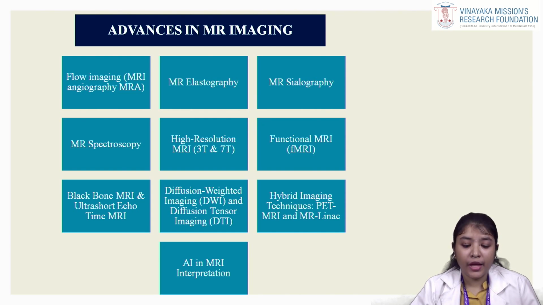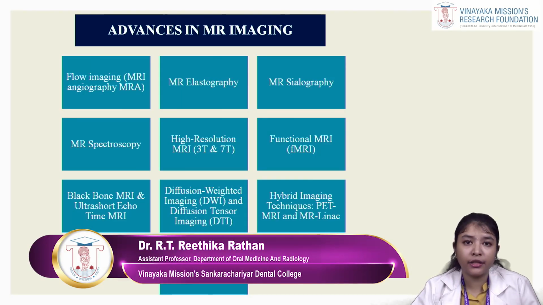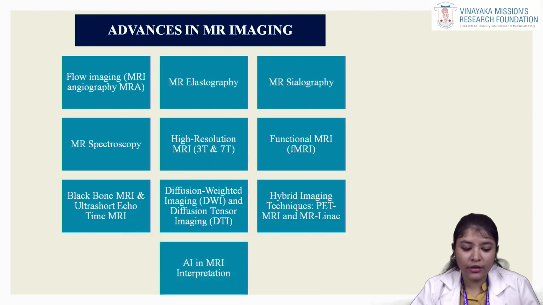Next is MR sialography. It is a non-invasive imaging of salivary glands and ducts. It is mainly used in salivary gland disorders like Sjogren's syndrome and salivary gland tumors. Next is MR spectroscopy. It is used in analyzing the biochemical composition of tissues and helps in differentiating benign versus malignant lesions. Then high resolution MRI, that is 3 Tesla and 7 Tesla.